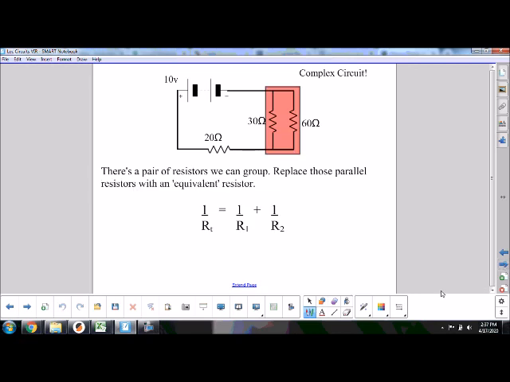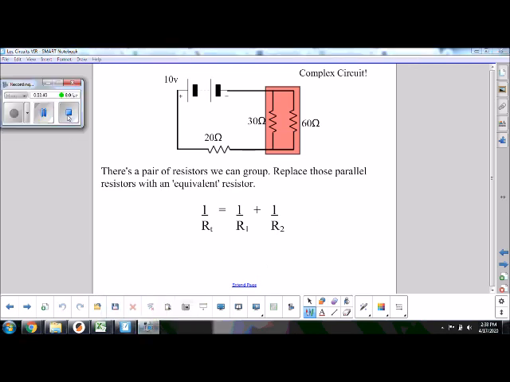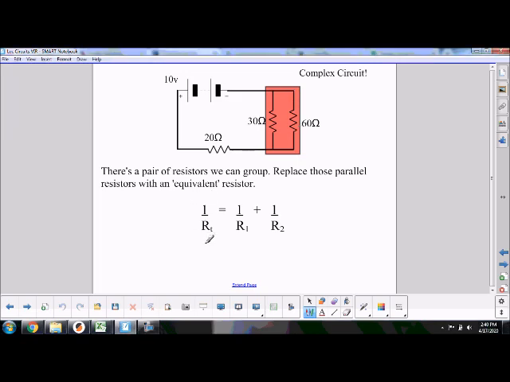Our first step is to isolate that section right here. Okay? So there's your parallel section. Our first step is to simplify that section of the circuit. So we look at a 30 ohm and a 60 ohm, and in this section they're parallel. So we have our equation, 1 over resistance total.